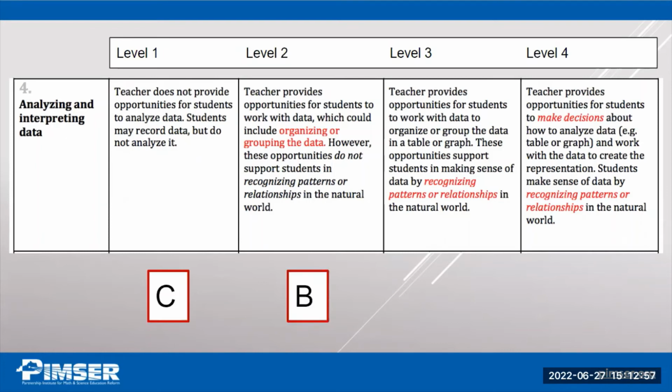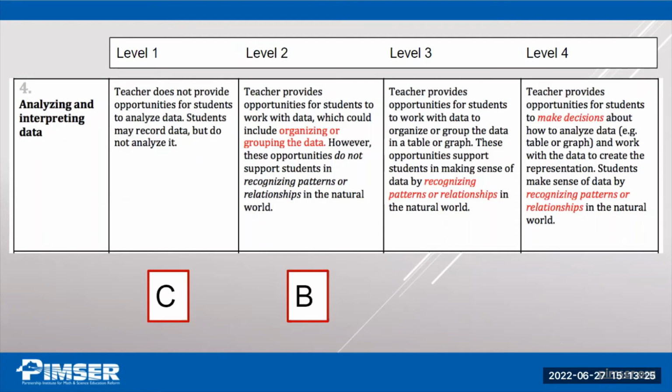The lesson that matches level 2 is lesson adaptation B. Students were given data, and their task was to organize the weather data into the table and graph that they were given. Students were given step-by-step directions on how to graph, and they weren't asked to look for patterns or relationships. They didn't make any decisions about how to analyze the data themselves because the table and the graph were already set up for them.